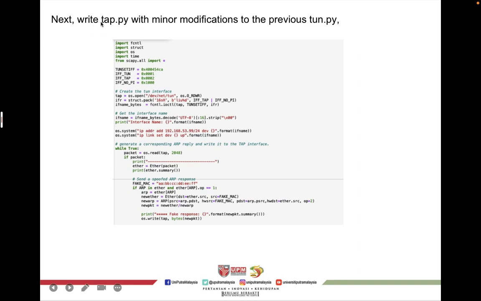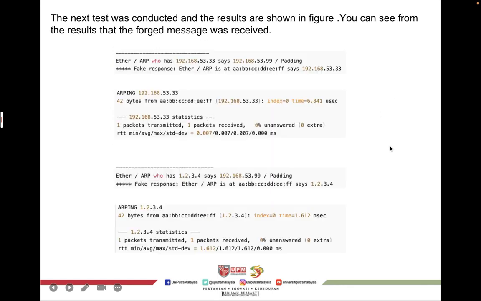So next, write the tap.py with only modifications to the previous TUN program. You can see here. And then the next test was conducted, and the results are shown in the figure. You can see from the results that the forged message was received.